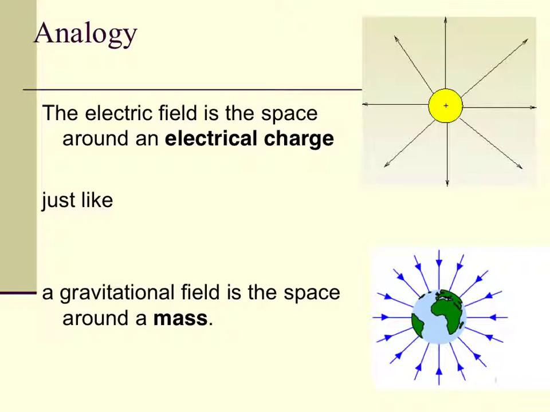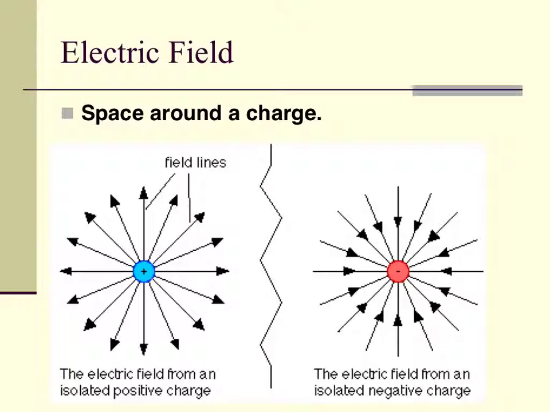Okay, now we're going to talk about electric fields. An electric field is really nothing more than the space around an electric charge where the force is felt. Similar to a gravitational field, which is the space around the mass where gravity is felt. Now, taking a look at the electric field lines, the field lines help give us some information about what's happening with it.